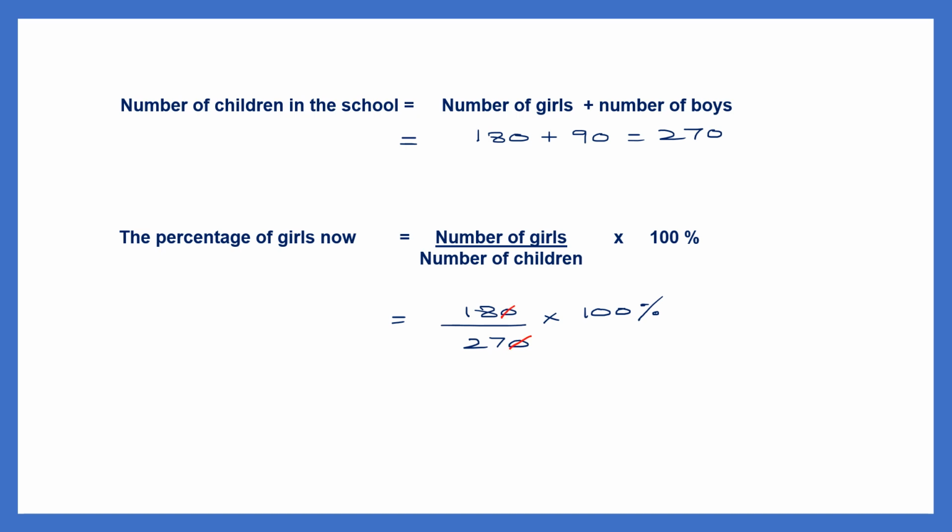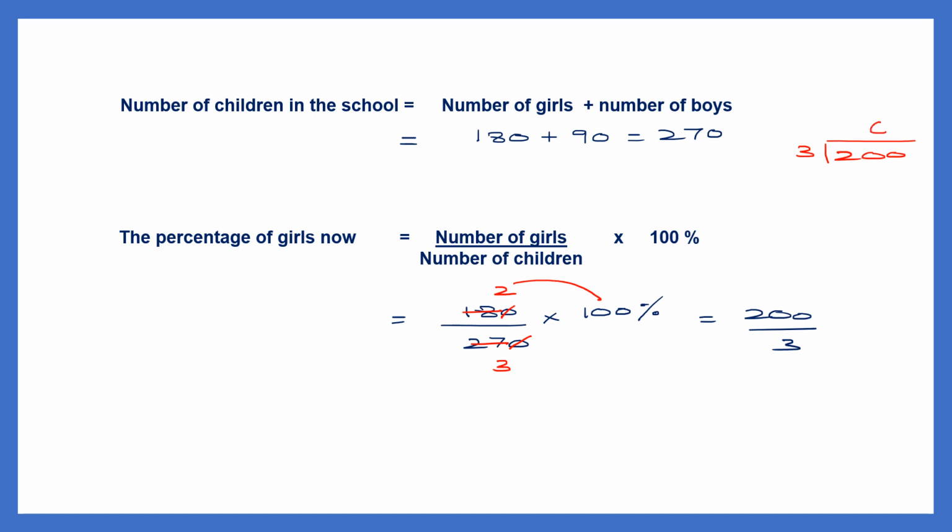Now I can divide both these by 9. 9 twos are 18, 9 threes are 27. Now nothing more to cancel. So I multiply 2 into 100, which is 200 by 3. So now we have to divide 200 by 3 to find the percentage. So let's do that. 200 divided by 3.